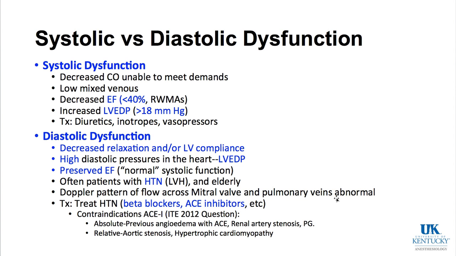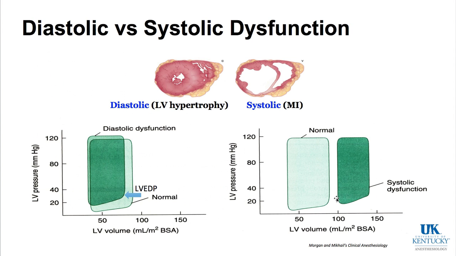We treat diastolic dysfunction by getting at one of the major roots of the problem, which is hypertension: beta blockers, ACE inhibitors, for example, rather than diuretics. Some contraindications to ACE inhibitors are listed here, absolute being a previous angioedema with ACE inhibitors, if they have renal artery stenosis, and if they're pregnant, while relative contraindications to ACE inhibitors would be where you don't want to drop the SVR, in situations like aortic stenosis and hypertrophic cardiomyopathy, where as you drop the SVR, LV outflow tract obstruction increases. These pictures demonstrate diastolic versus systolic dysfunction.